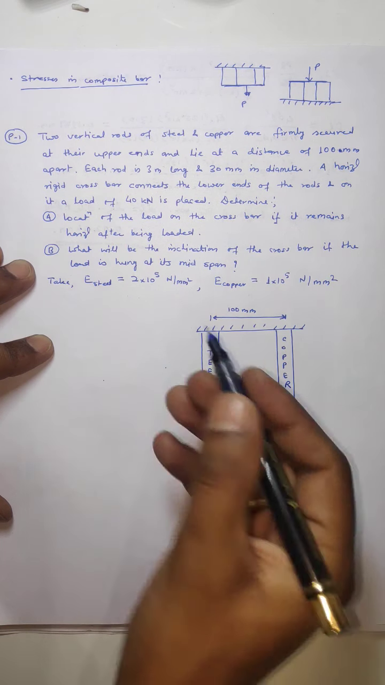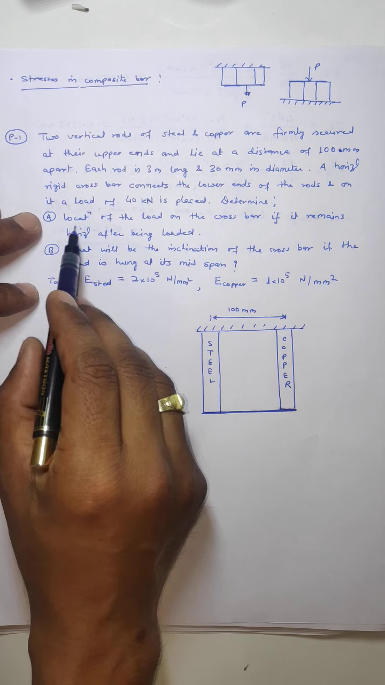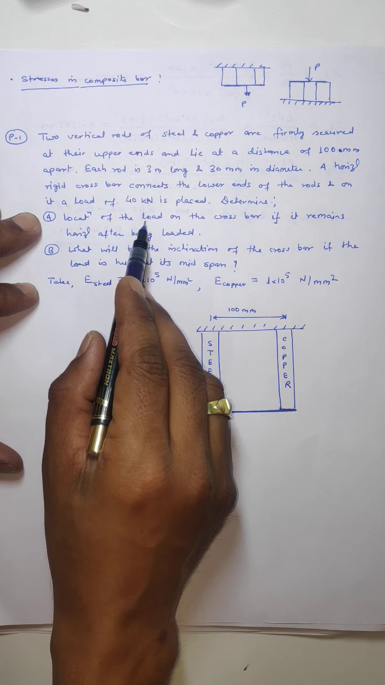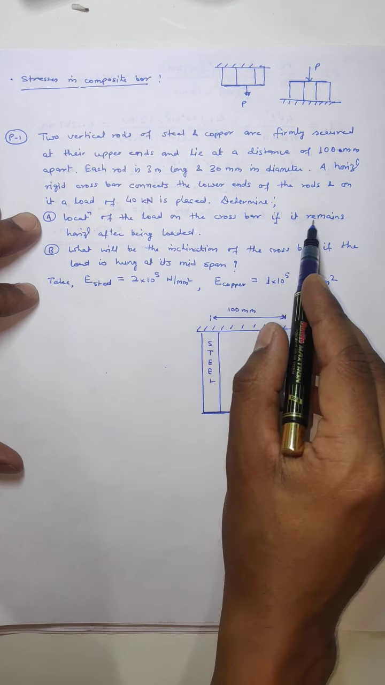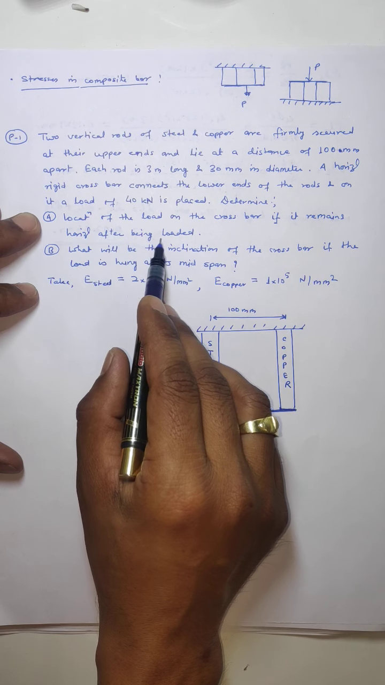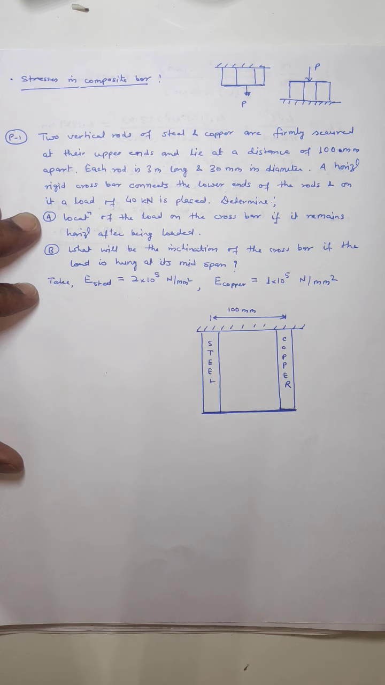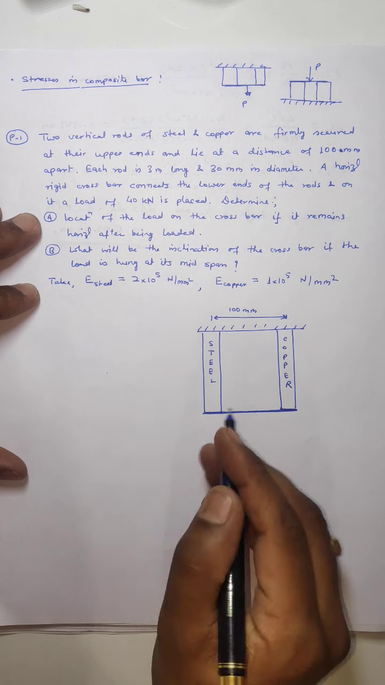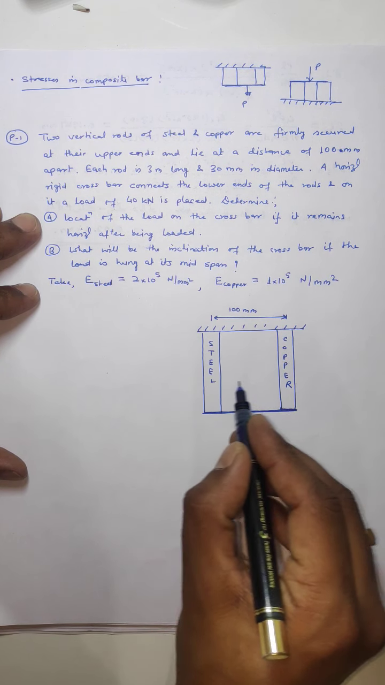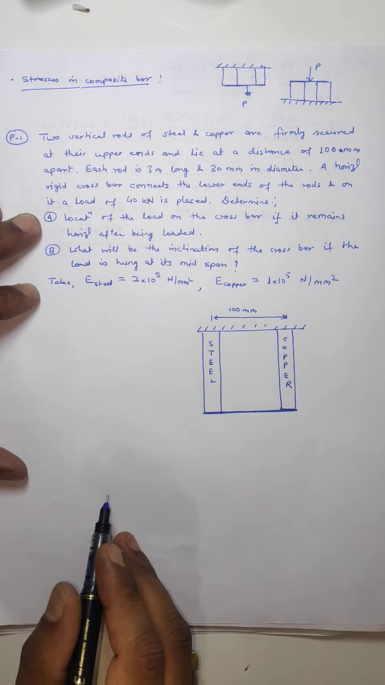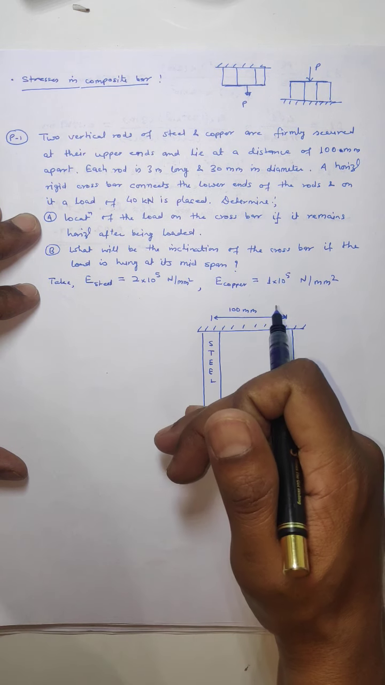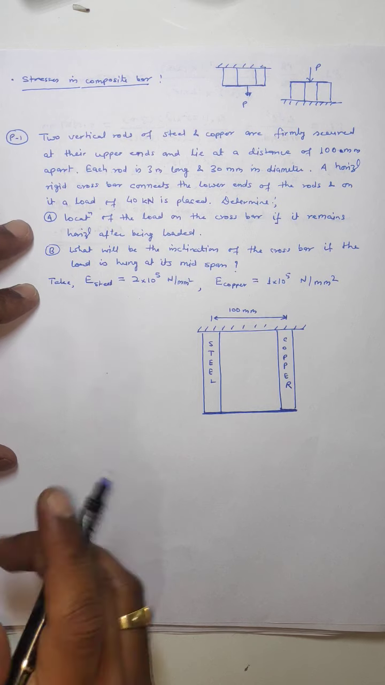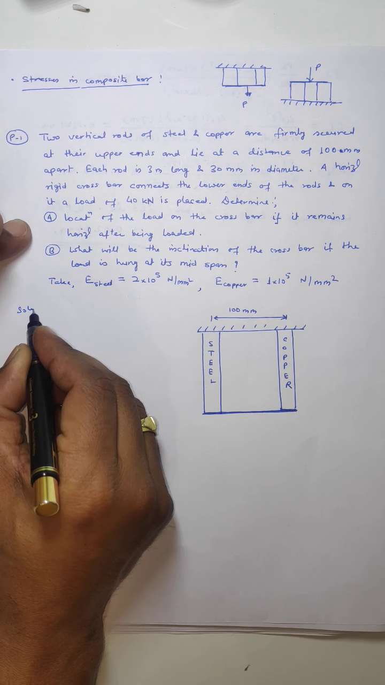So now there are two conditions. We have to find out the location of load on the crossbar if it remains horizontal after being loaded. What does it mean? If it remains horizontal means what? The strain in both the members should be the same, then only it will remain horizontal after the extension. So let us start this solution.